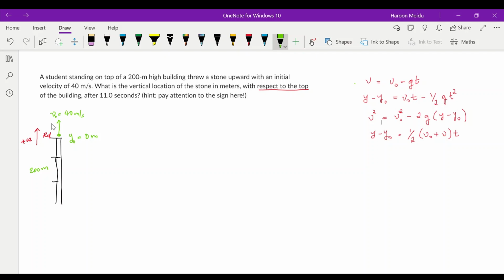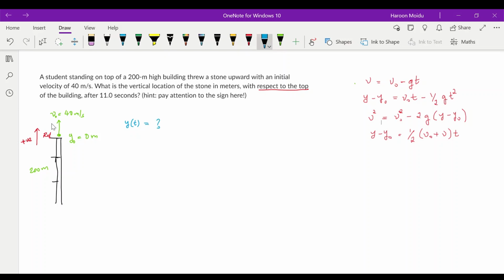Okay, now we have to find out the vertical location of the stone in meters. So now we have to find out the y at time t. We have to find out the position of the stone at a later time t, y of t. So which equation do we have to pick? So this is what we have to find out.